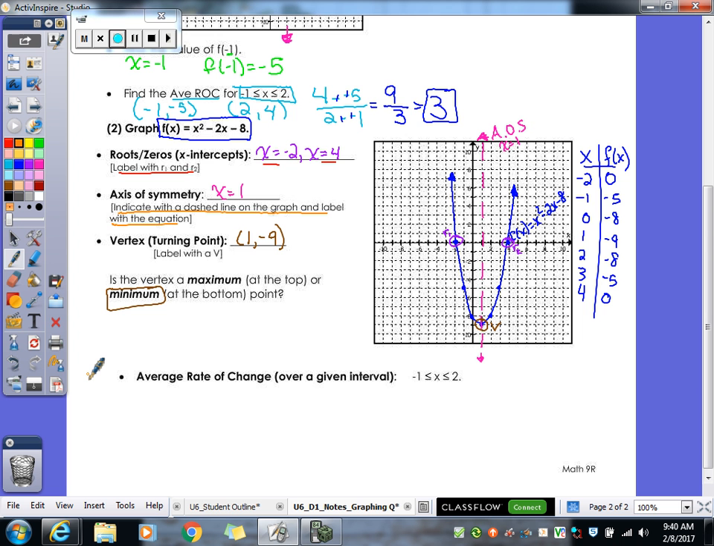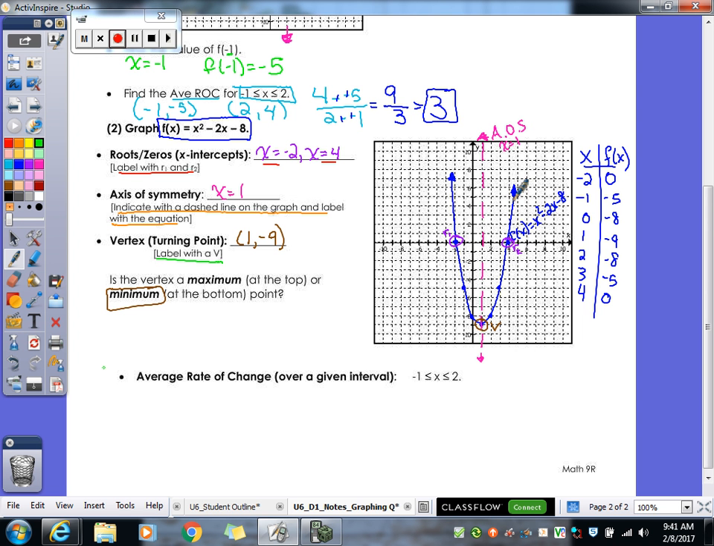And again, if you read your directions, you should have your dashed line drawn on your graph and label the equation with your x equals 1. And then our vertex, which you were told to label with the letter V, should have been at 1, negative 9. And that vertex was a minimum this time.